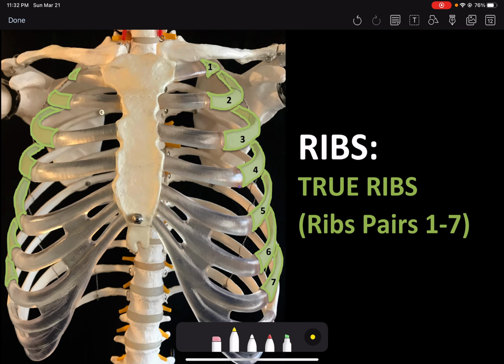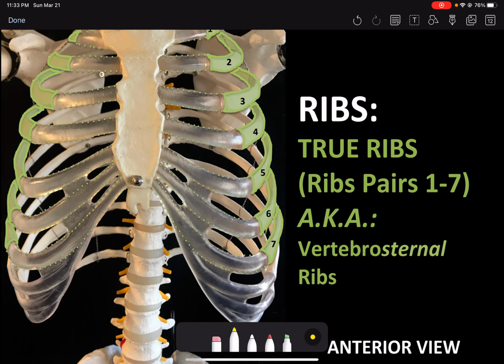So the rib pairs, that is specifically 1 through 7, which have costal cartilages which directly attach to your sternum, are known as your true ribs. All right, so I have all of your true ribs highlighted in this kind of like moss green here for you. And you can see that I have the rib pairs numbered for you as well. And these ribs are also known as your vertebral sternal ribs because they directly connect to the sternum. And you can see that I have their costal cartilages outlined in the green dots now for you, just to prove to you that all of these costal cartilages are in fact directly attaching to the sternum.